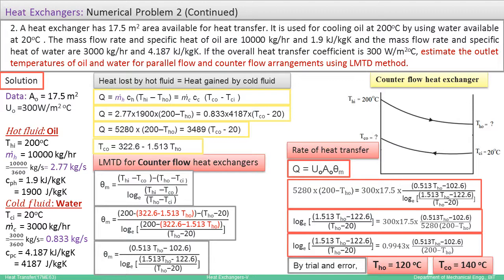And since we have this TCO expression in terms of THO, we can also find TCO. Now you can compare the values of TCO for each case. For parallel flow, it was 120 degrees Celsius, but for counterflow, it is 140 degrees Celsius. There is a rise in temperature of 20 degrees Celsius from parallel to counterflow. So this says that counterflow heat exchangers are more effective in transferring heat.